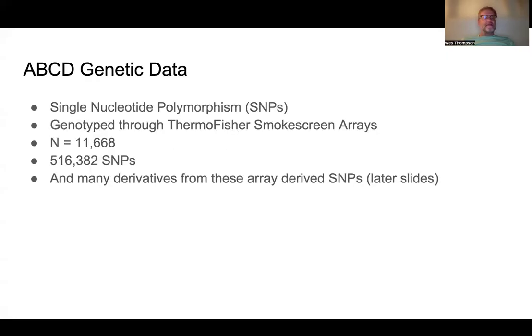So first of all, the ABCD genetic data, the primary data of interest here are single nucleotide polymorphisms, or SNPs. These are genotyped through the Thermo Fisher Smokescreen arrays. There's data on 11,668 participants. The genotyping array genotyped 516,382 SNPs. And there's many different things you can derive from these SNPs, some of which I'll talk about in later slides.